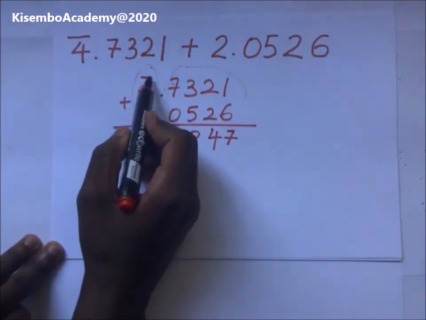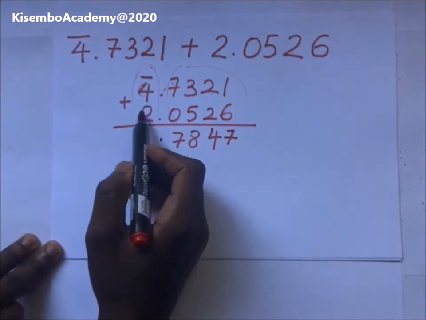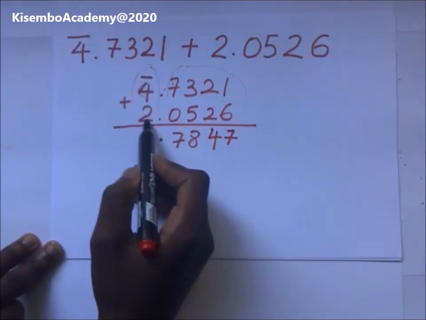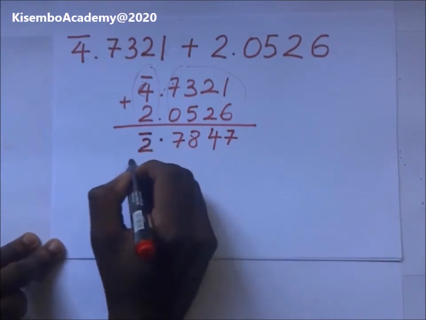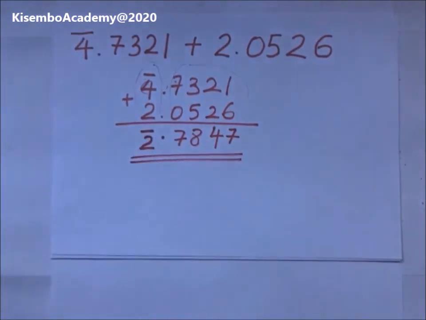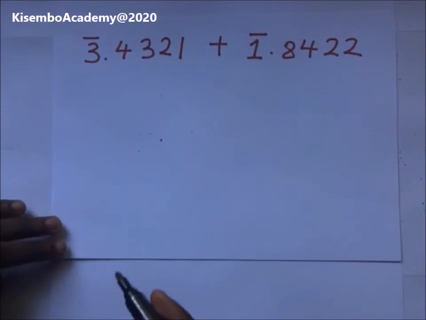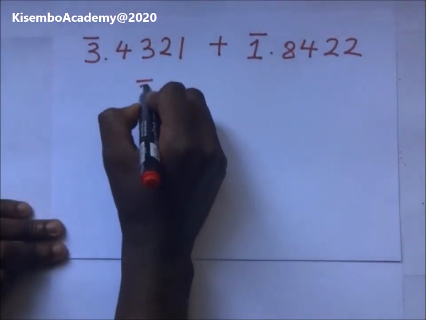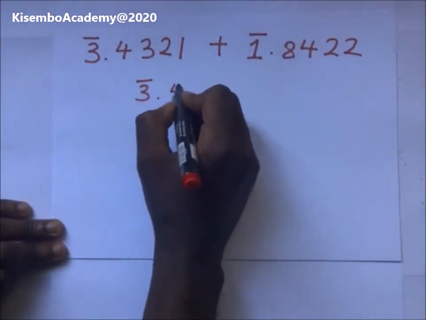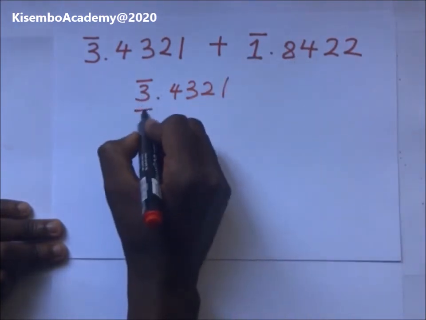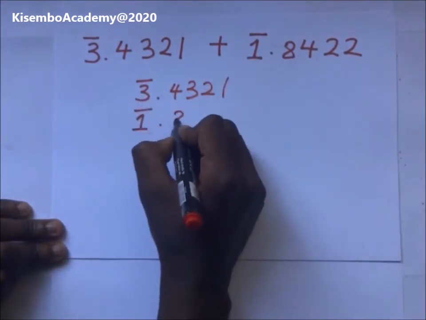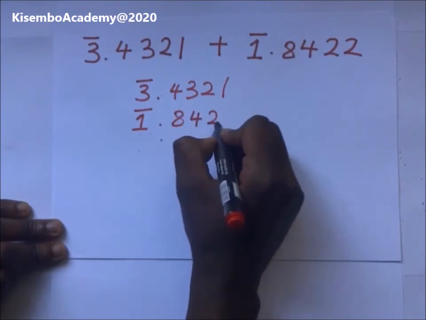Then here we're having negative 4 plus 2. Negative 4 plus 2 is going to give us negative 2, and we shall write it like that as 2 bar. We have another illustration, another example. This is 3 bar 0.4321. To add this, 1 bar 0.8422.